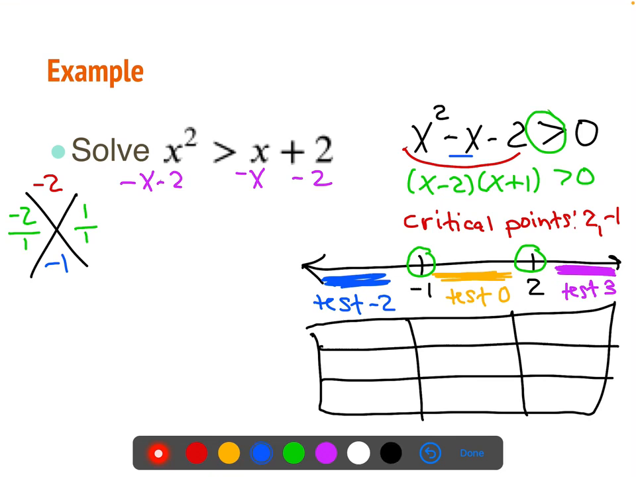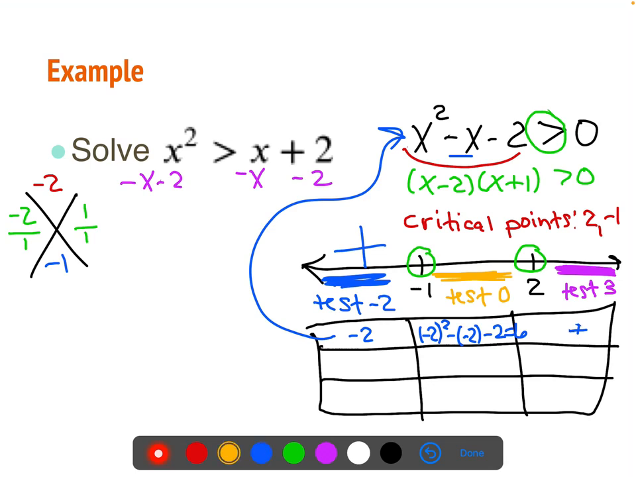So the first thing I'm going to do is test negative 2 in the equation. So I'm literally going to plug him into my equation. So negative 2 squared minus negative 2 minus 2. Negative 2 squared is 4 minus negative 2, that's 6 now, minus 2. Negative 2 squared is 4 minus negative 2, that's 8, minus 2 is 6. And 6 is a positive number. That's all I need to know is that he's a positive number. So over here is positive.